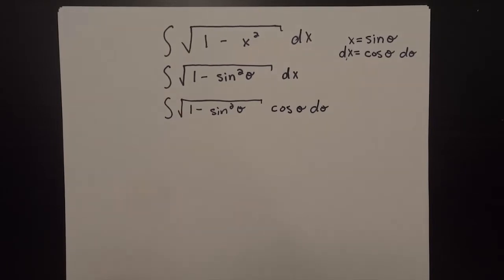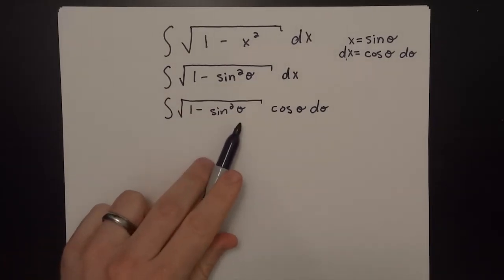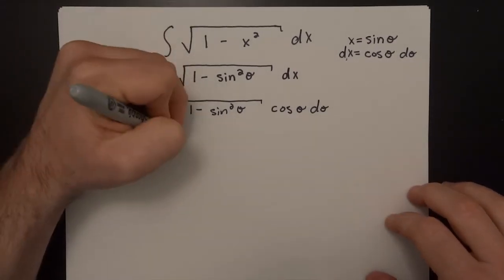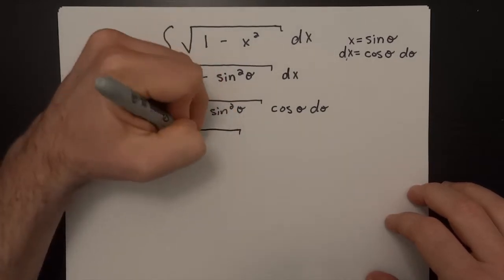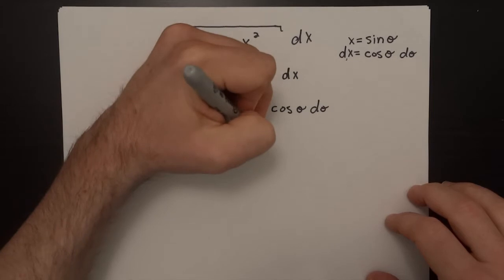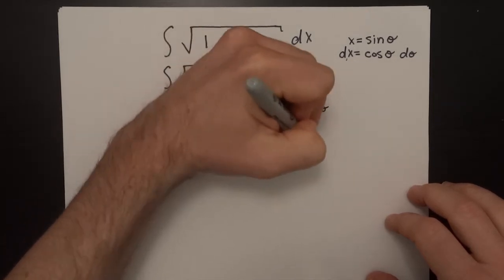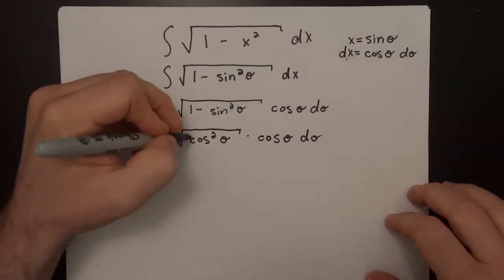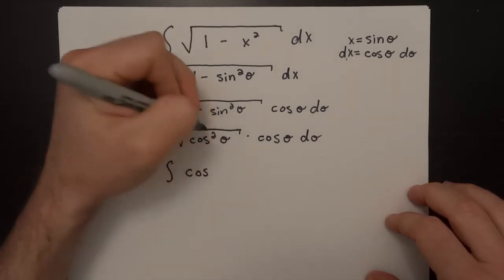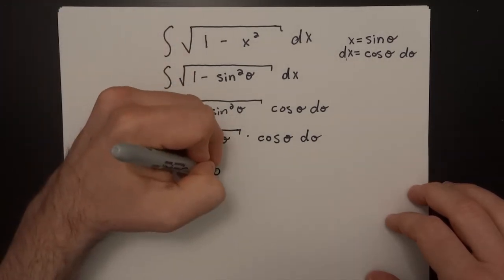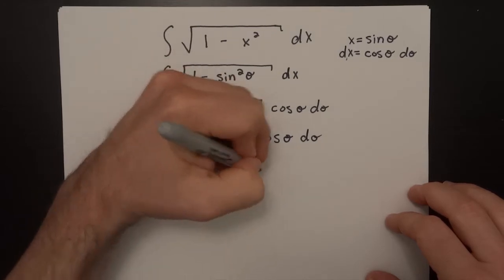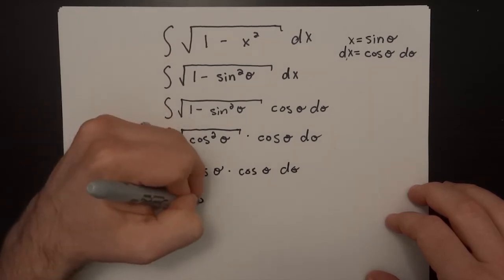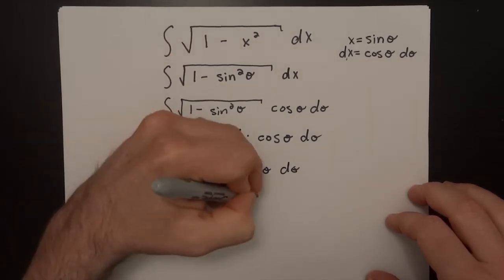Now this is where the whole identity comes in. 1 minus sine squared of theta, well that's just cosine squared of theta, right? Using the Pythagorean identity. So you can write this as cosine squared of theta times cos theta d theta. And then you can say, well, the square root of cosine squared of theta is just cos of theta. So you have cosine of theta times cosine of theta d theta, and at the end you end up with the integral of cosine squared of theta d theta.